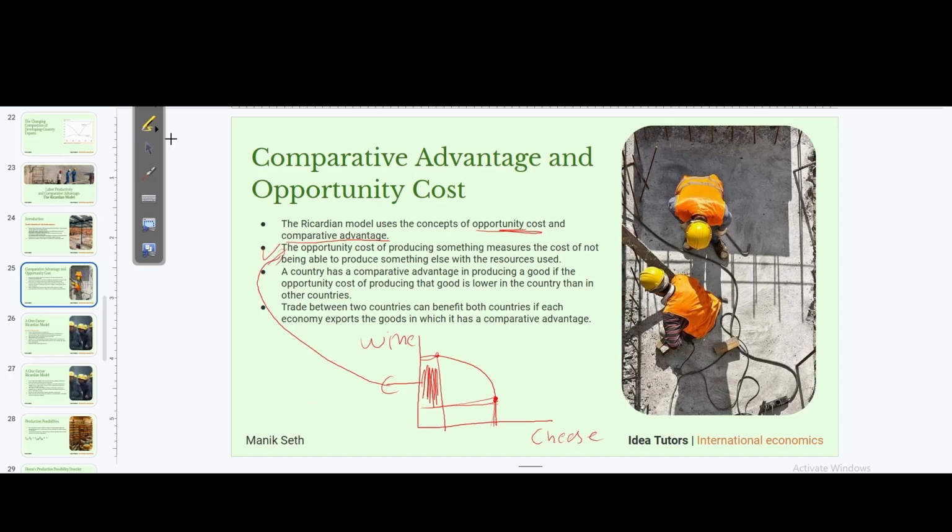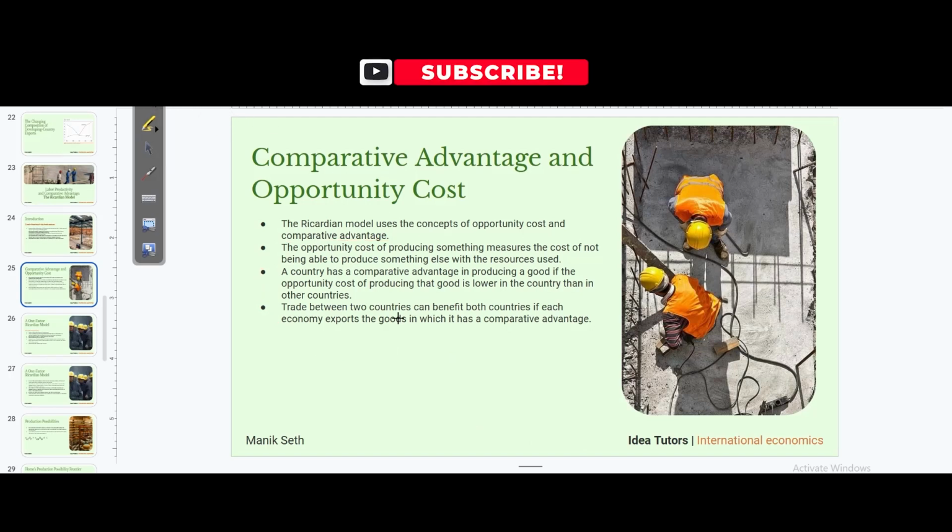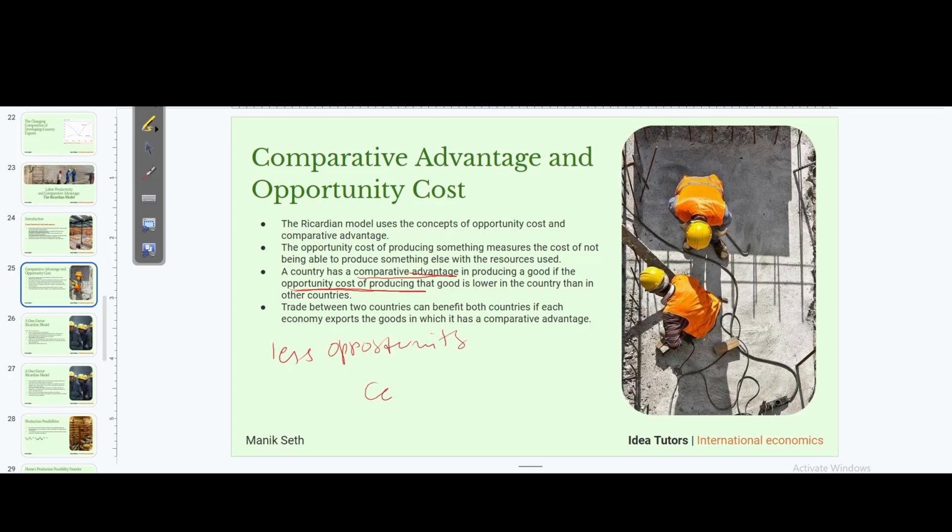We will be looking at this concept of opportunity cost, how it is related to comparative advantage, and how it is used in the Ricardian model. A country has a comparative advantage in producing a good if the opportunity cost of producing that good is lower in that country than in the other country. So, home and foreign countries. If the opportunity cost of producing cheese is low in the home country as compared to the opportunity cost of producing cheese in the foreign country, then we will say that the home country has a comparative advantage in producing cheese as compared to the foreign country.